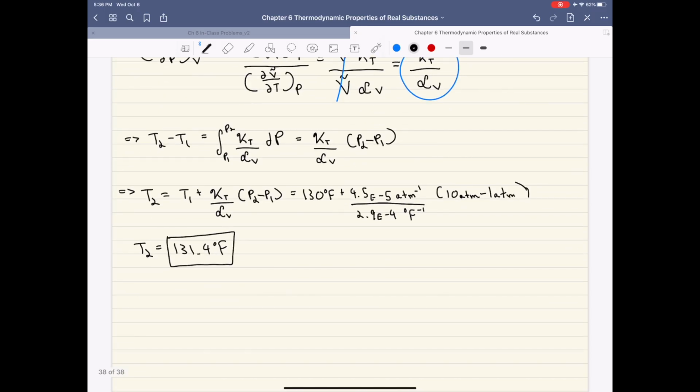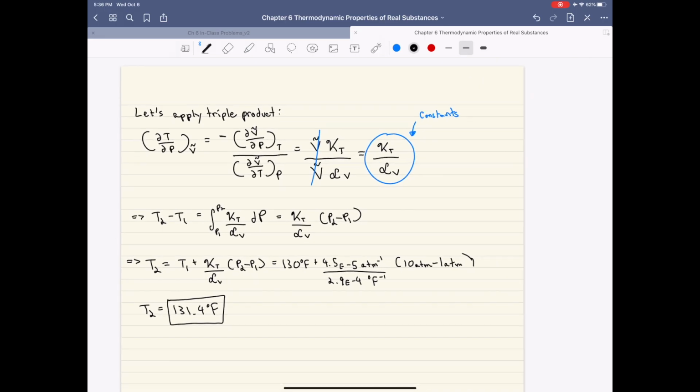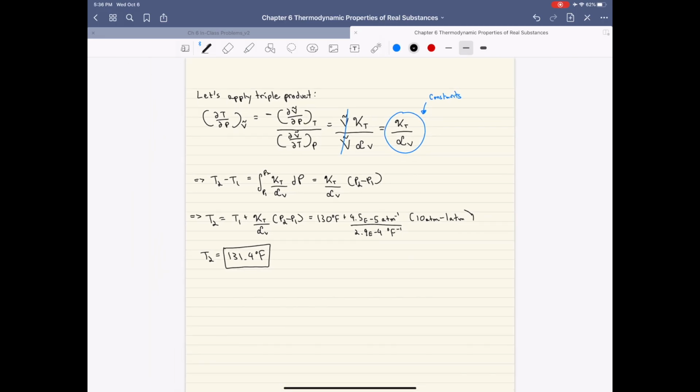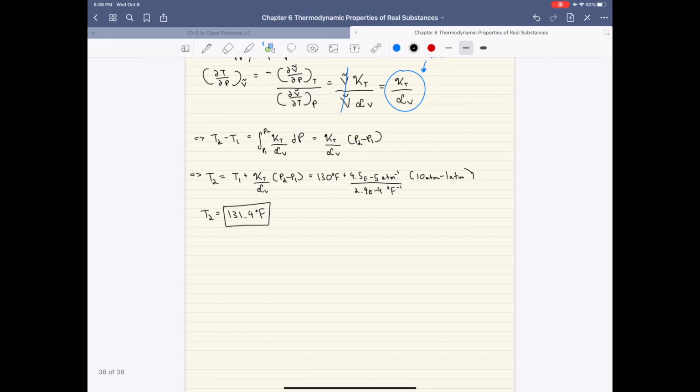So in this problem, what we saw is that we could describe how the temperature of a liquid changes as a function of pressure just by applying the calculus of thermodynamics.